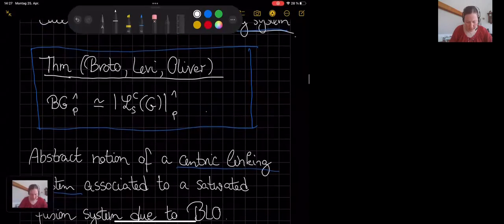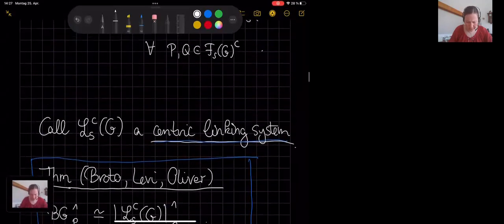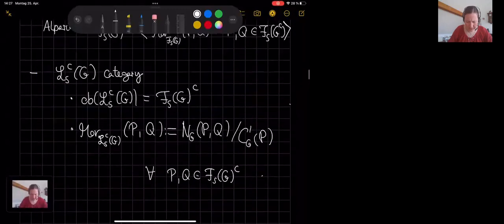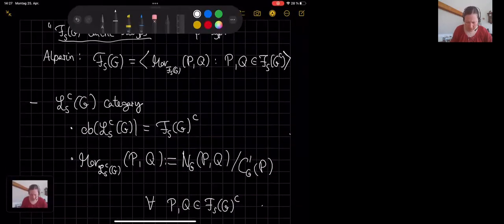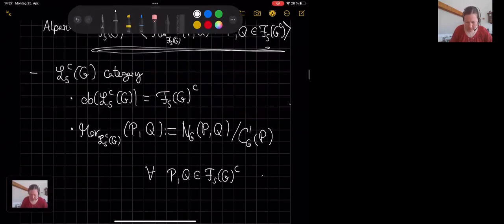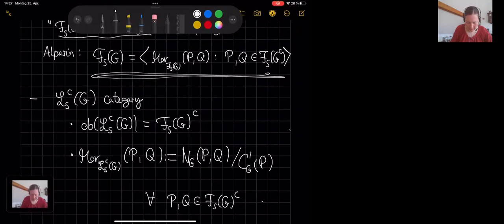And so you can see probably that this centric linking system is already relatively close to the fusion system. Basically it contains more information, because Fs of G is generated by this. I can basically get it from this, because this projects onto the homomorphism set in Fs of G between P and Q.